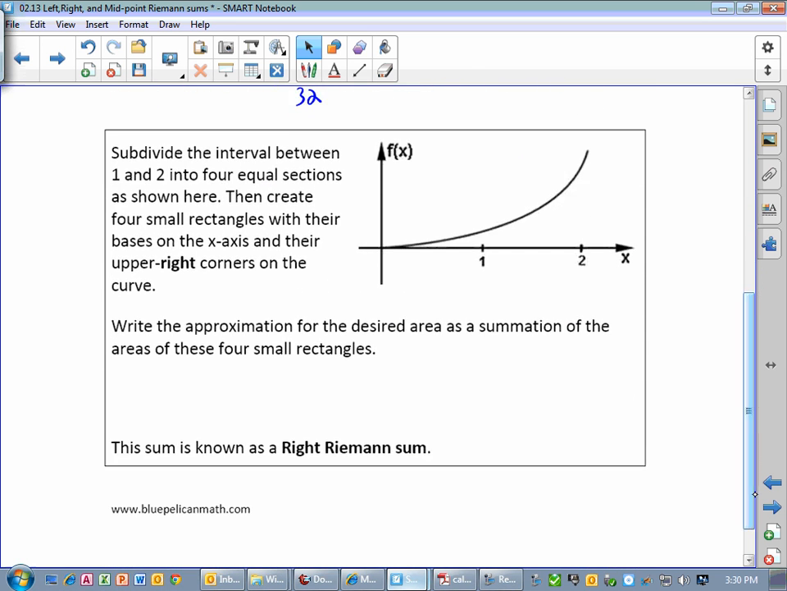Okay. Next, it says subdivide the interval between 1 and 2 into 4 equal sections. So same idea, 4 equal sections. So 1, 2, 3. All right, so I'm trying to make them equal.